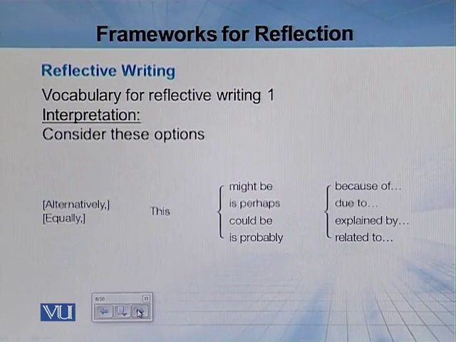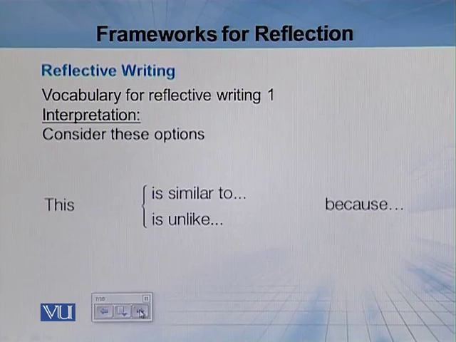We can, as part of the interpretation, actually think of comparing and contrasting experiences. And so a good language structure here to help us think through this would be to start a sentence with the words alternatively or equally. And then this helps us lead into a modal type of thinking where we're saying words like might or could be. And finally then, trying to make connections with what could be the reasons for those by using words like because or related to. So you can see there's a connection, a flow of thinking through the vocabulary that we're using.